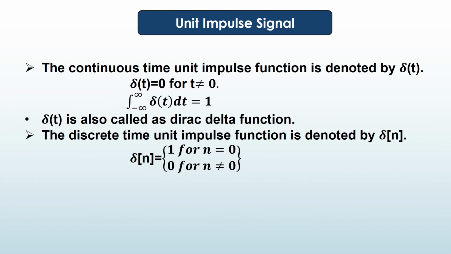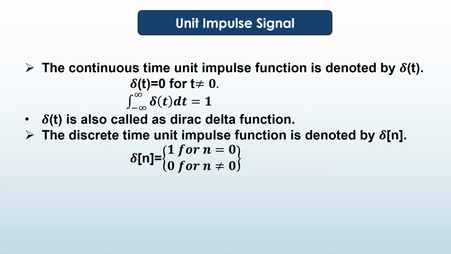So next one, that is the unit impulse signal. Here also an impulse signal is defined for continuous time and discrete time. The continuous time unit impulse function is denoted by del of t, and it is defined in such a way that del of t is equal to 0 for t not equal to 0, and the integral from minus infinity to infinity of del of t dt will be equal to 1. And this del of t is also called the Dirac delta function.